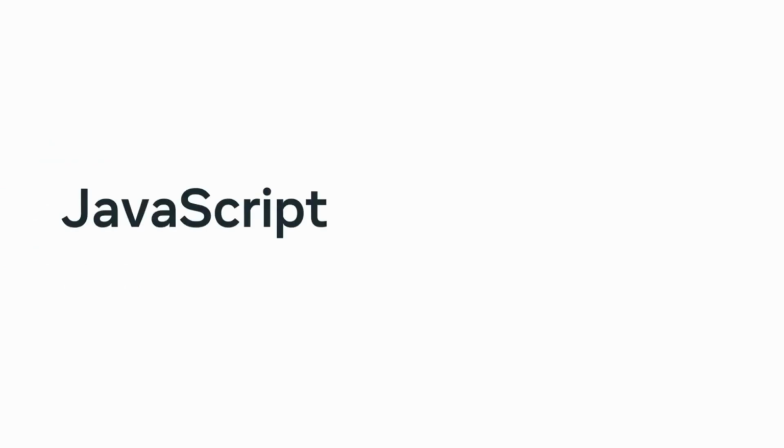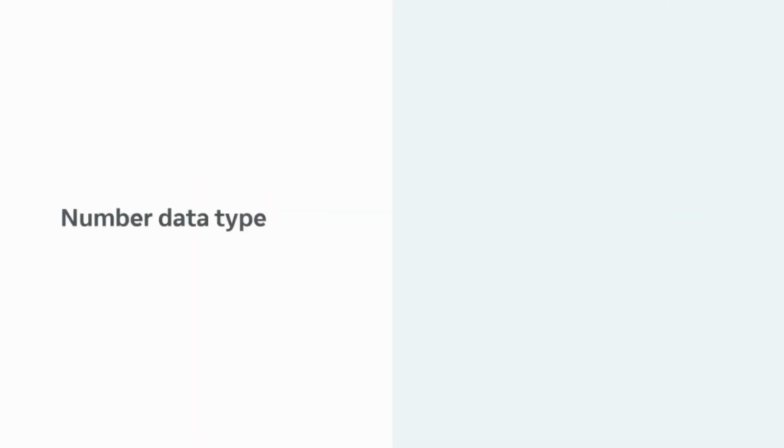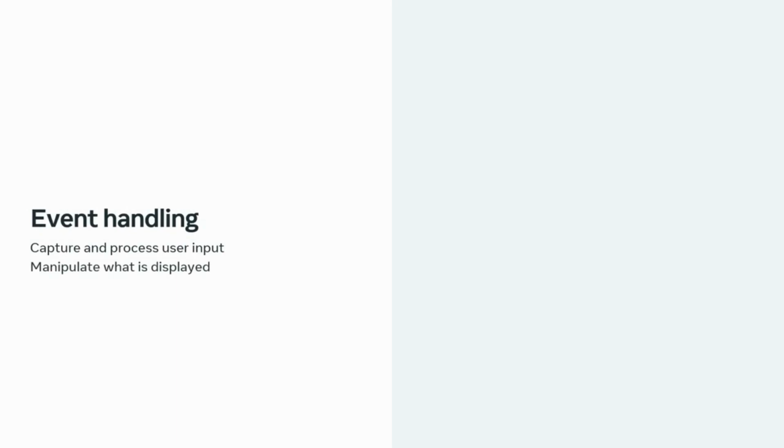Lastly, in this module, you learned more about JavaScript, which builds interactivity into web pages. When you use JavaScript, updates are displayed in real time on users' devices. You also learned about data types like string and number, and when you should use them. And you learned about event handling, which is a function in JavaScript that enables you to capture user input and process it to manipulate what's displayed to the user. Finally, you learned about front-end libraries and frameworks you can use to streamline your coding.